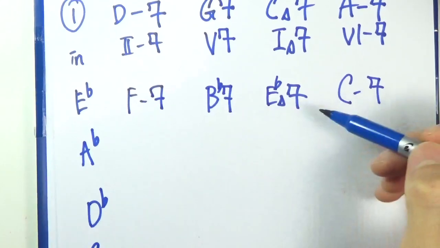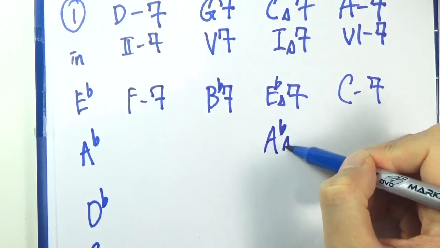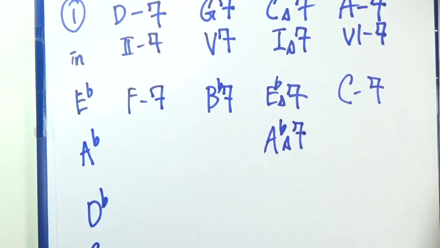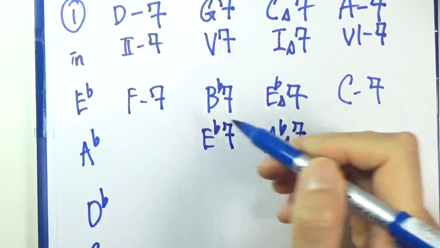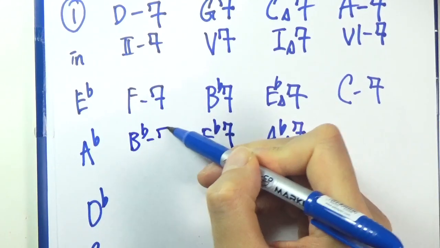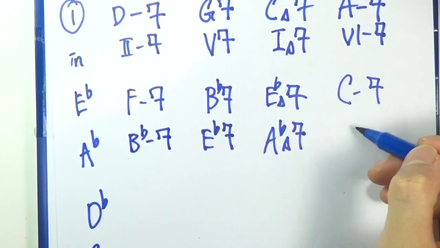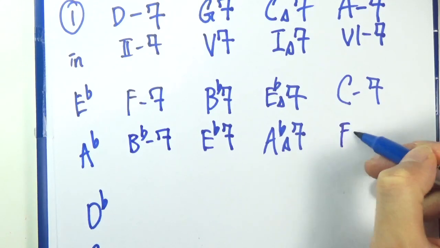Let's quickly work out A flat. A flat major 7, our new 1 chord. 5 would be an E flat dominant 7th. 2 would be a B flat minor 7th. And a 6 would be F minor 7th.